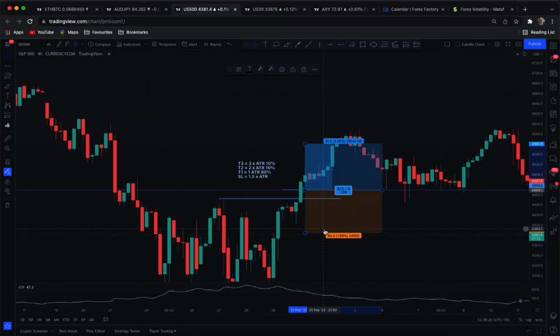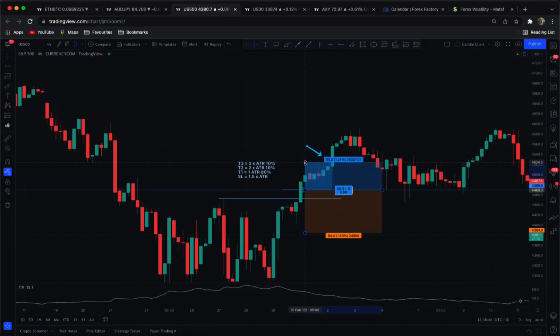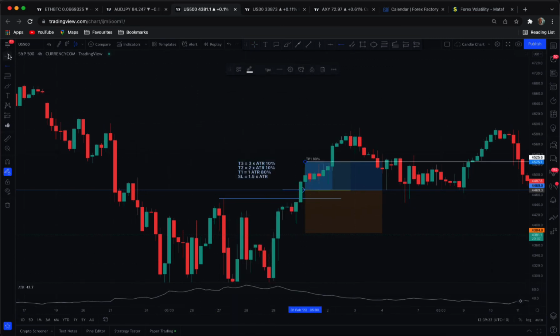So we'll go 84.4. Our first target is going to be 1 times the average true range. We know that the average true range is 55.7, so 55.2, 0.8, well that's 55.8. It's slightly more. We can measure that from here to here. 55.7 is the average true range, so that'll be target 1. And we might look at taking 80% of our position at target 1. For target 2, we're looking at 2 times the average true range. We'll just measure another 55.7 above that, and we have target 2.